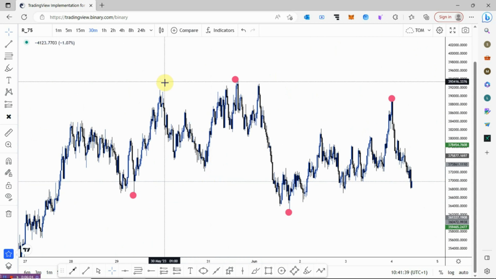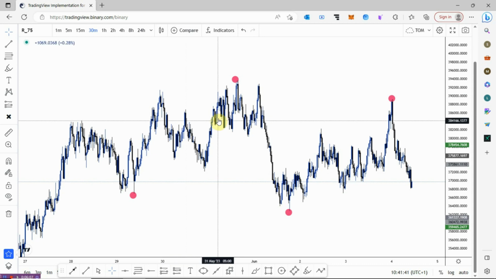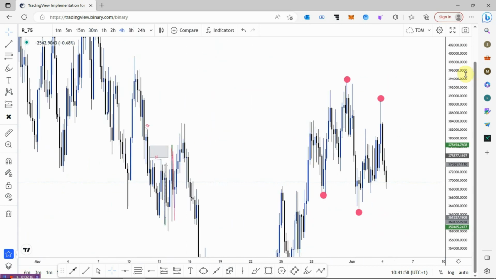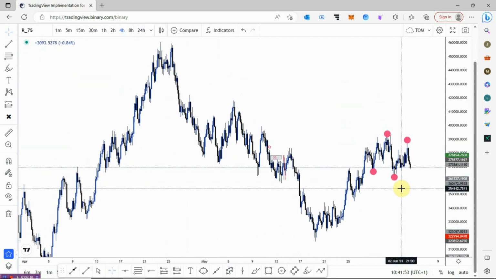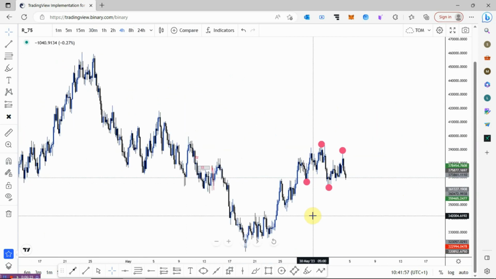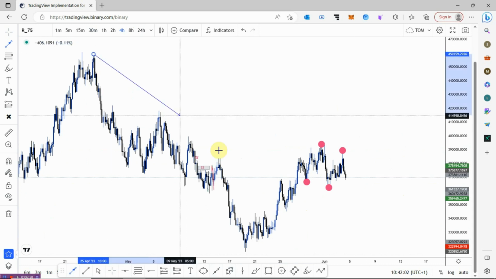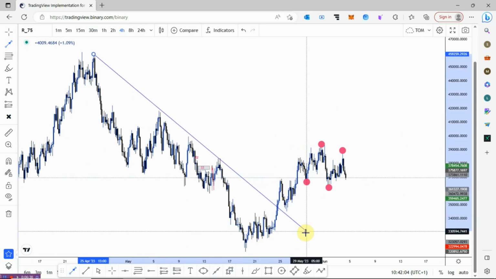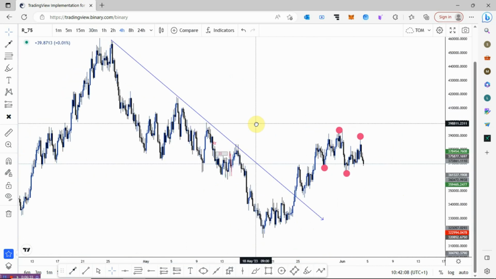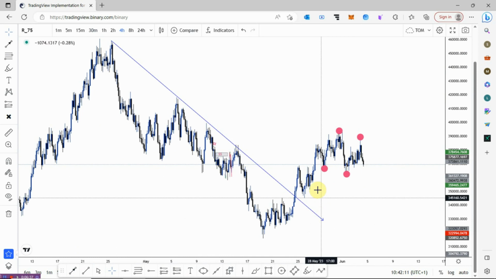Alright, let's jump into the analysis, how I trade VIX 75. Let me go to the 4-hour time frame. That is where I start my analysis from. You can see that this pair has been on a downtrend for some number of months now. Then we had this trend line broken. I don't use trend lines for trading, but I use them to check the trend of the market.